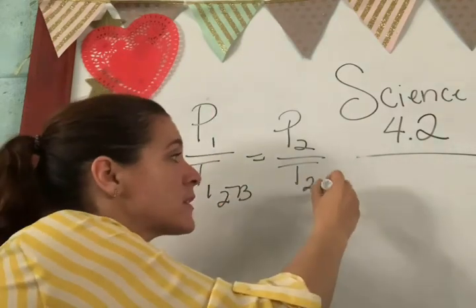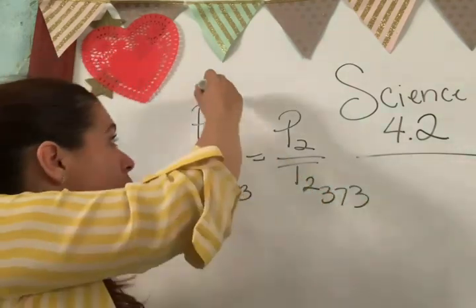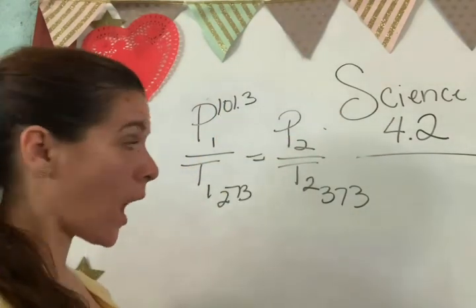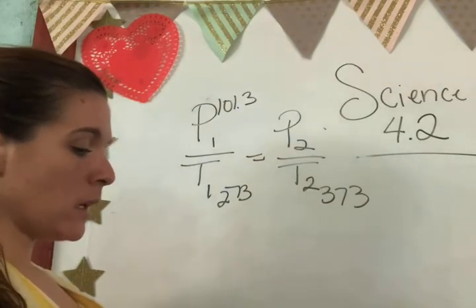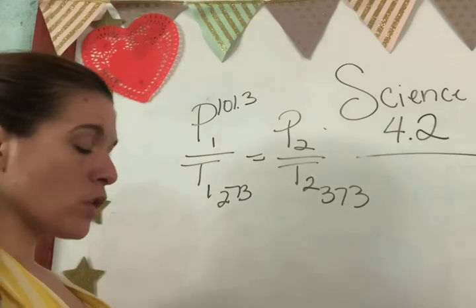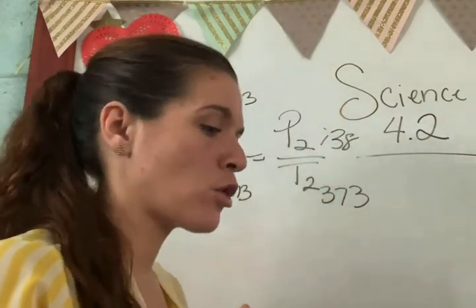It's raised to 373. The original pressure is 101.3. So what do you think is going to happen to the pressure? It's going to go up, right? Let's crisscross and multiply. 373 times 101.3 divided by 273, which is 138. Okay, there is your new pressure.